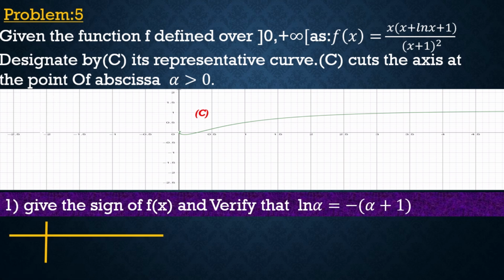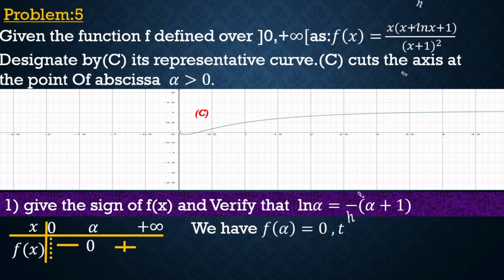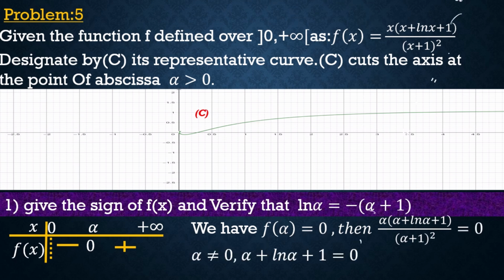varies from 0 to plus infinity, not defined at 0, at alpha equals 0, between 0 and alpha negative, the curve is below the x-axis, at alpha 0, and between alpha and plus infinity, the curve is above x prime x, the function will be positive. How to prove ln alpha equals minus alpha plus 1?